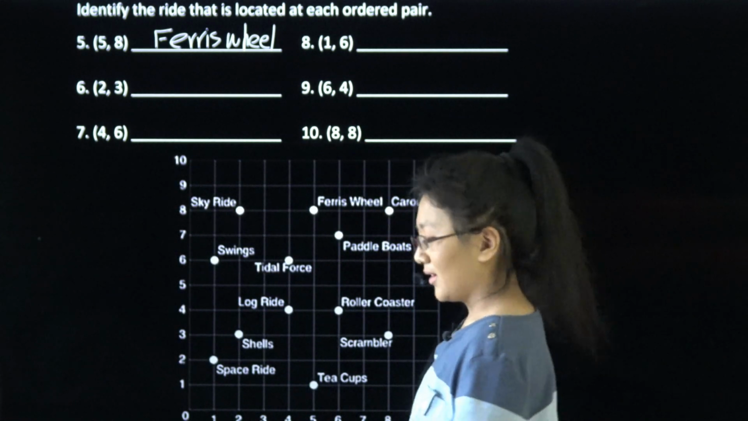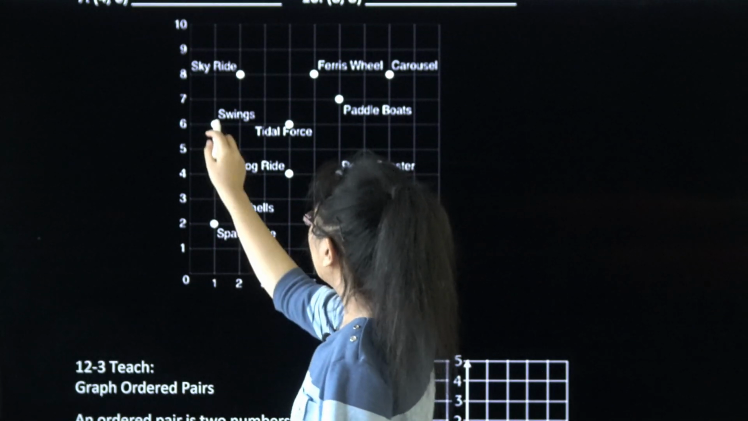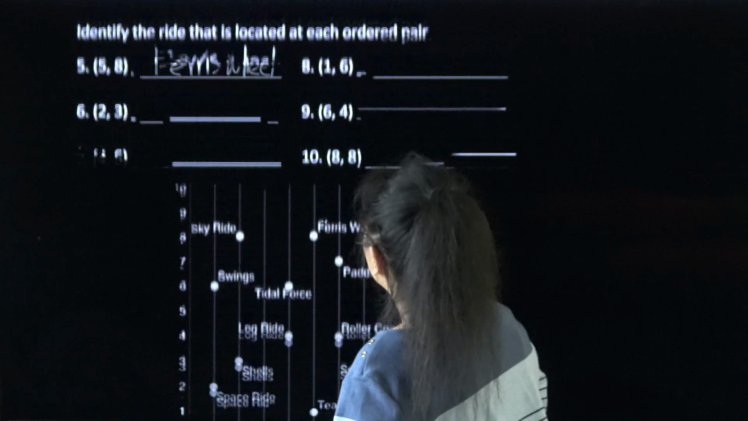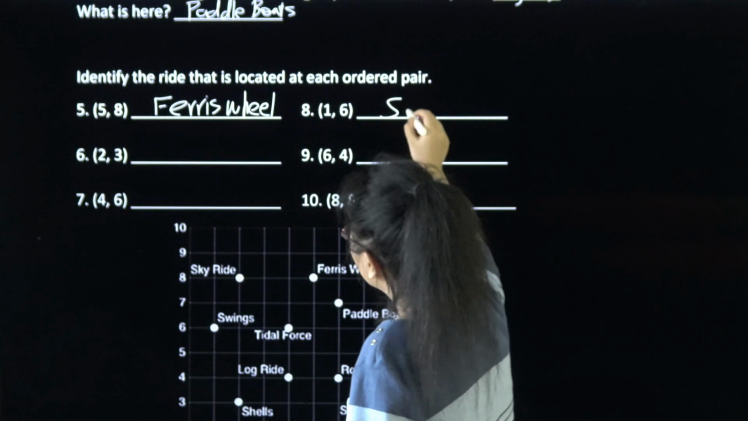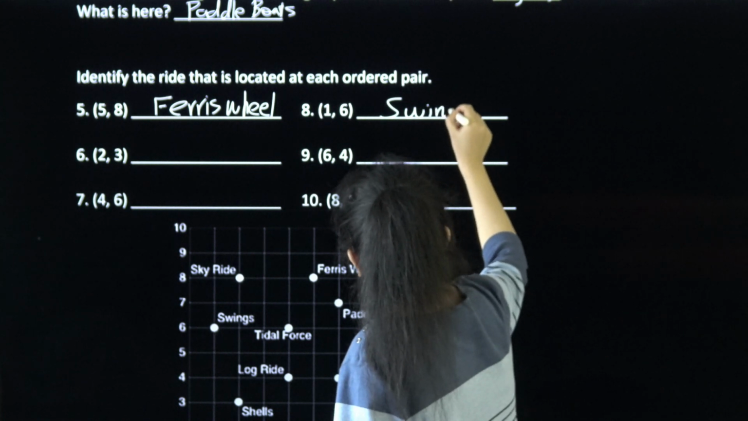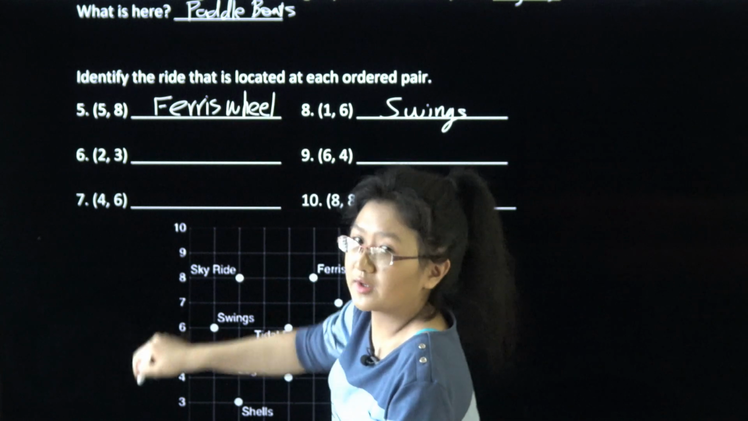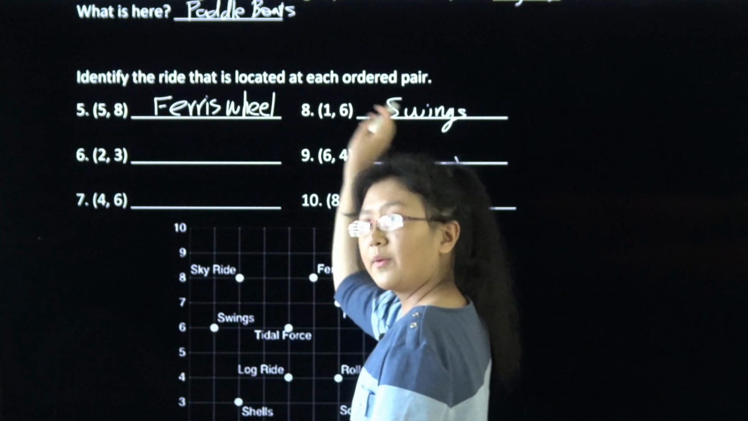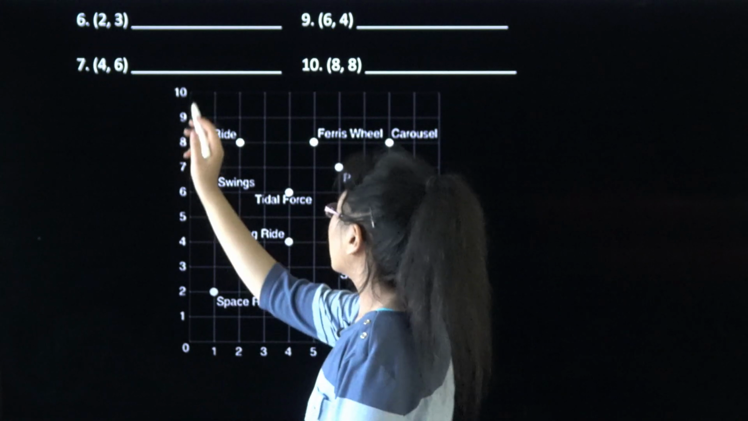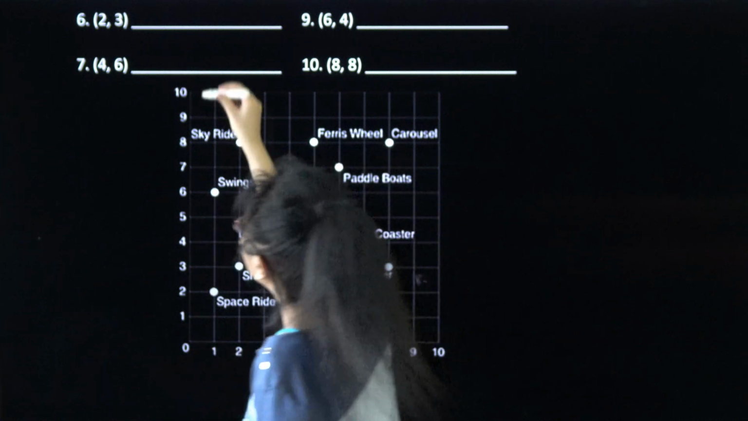And there's 1, 6. So we go to 1, and then we go up 6, and there's the swings. Some people like to work this way, and some people like to work downwards. I'm more of a this way person, so anyhow. The next one is 2, 3. So 2 is here, and then we go up 3. It's shells.